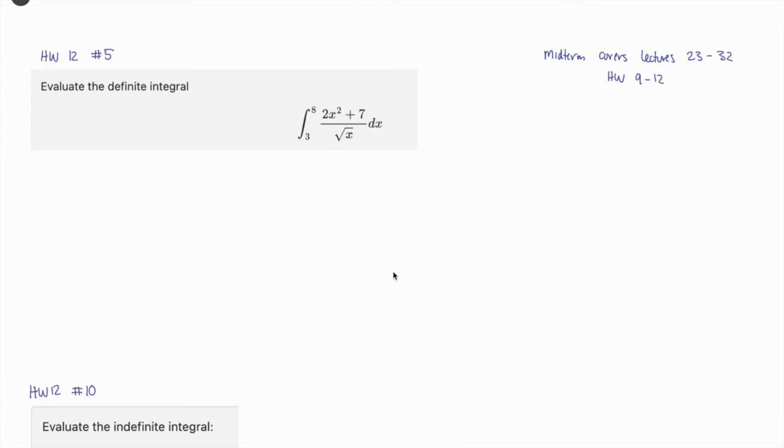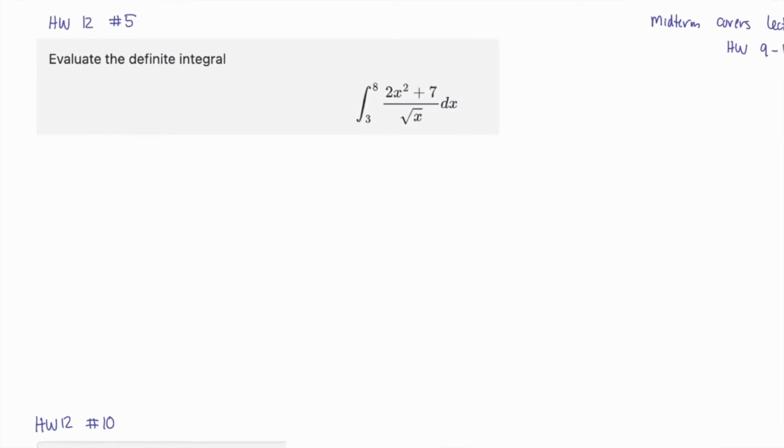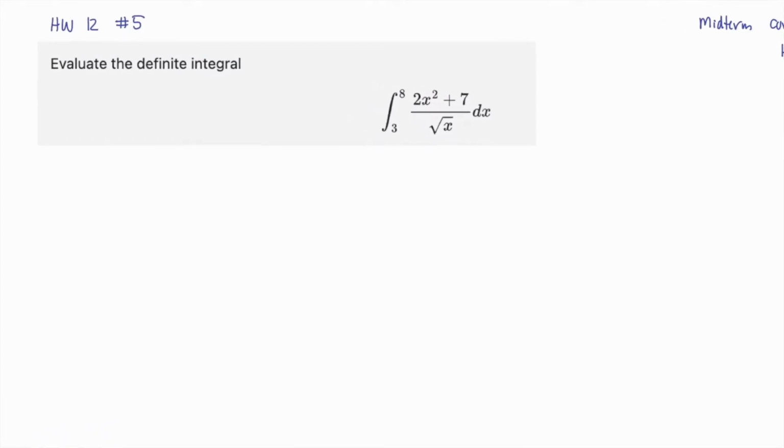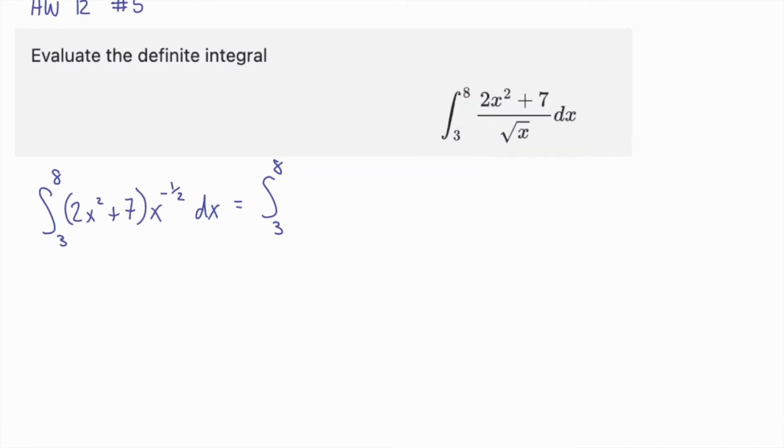So let's get started. This first problem is from homework 12, number 5, and here we want to evaluate the definite integral. So my first step here is going to be to rewrite this so I can get it into a form that's a bit easier to work with. After pulling this x to the negative 1/2 up to the numerator, I'm going to distribute it to each term.